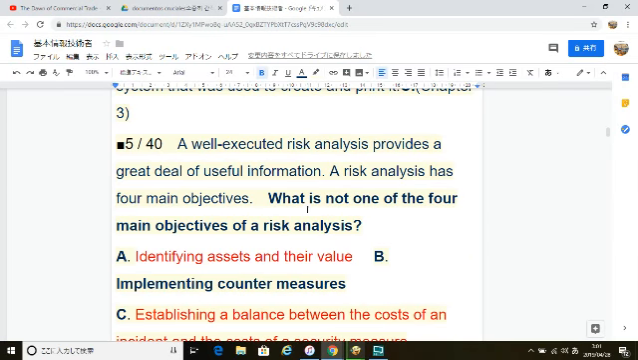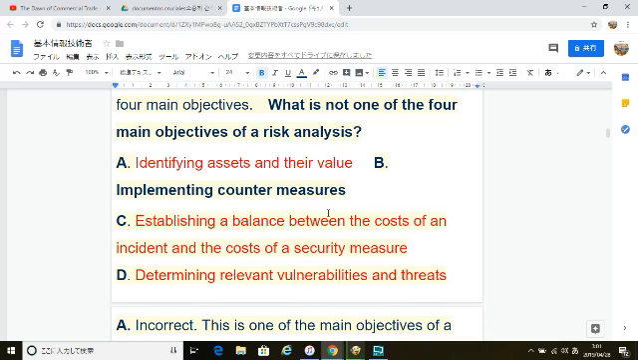5/40 A well-executed risk analysis provides a great deal of useful information. A risk analysis has four main objectives. What is not one of the four main objectives of a risk analysis? A. Identifying assets and their value.